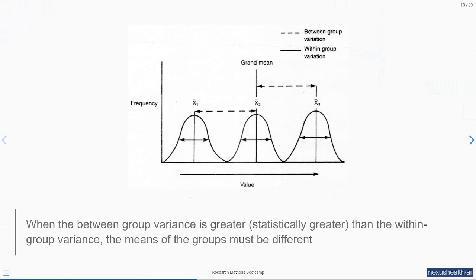When the between group variance is statistically greater than the within group variance, then this suggests to us that the means of the groups must be different. So in circumstances when the between group variance is greater than the within group variance, then it certainly suggests to us that the groups must be different.